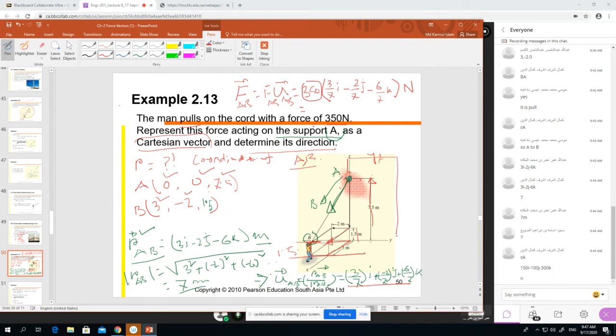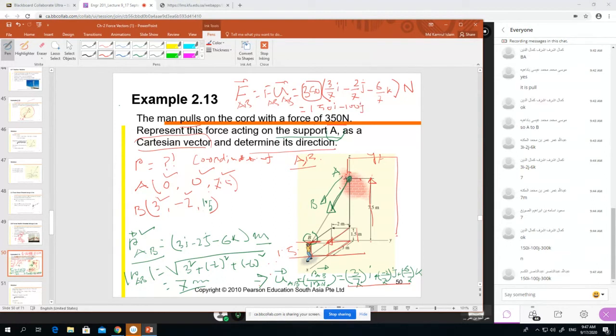Now, who will answer? Kamal Ashraf answered 150i minus 100j minus 300k. All right, yes, minus 300k. So we got the first answer. The answer is 150i minus 100j minus 300k, so the answer is correct.